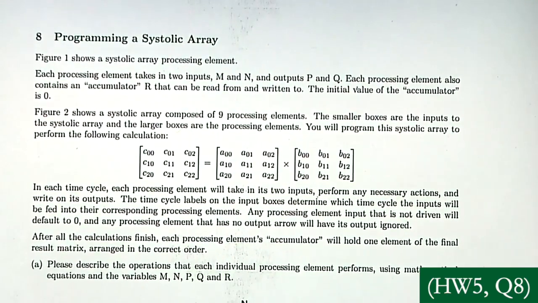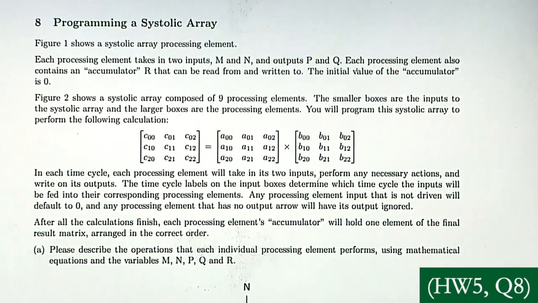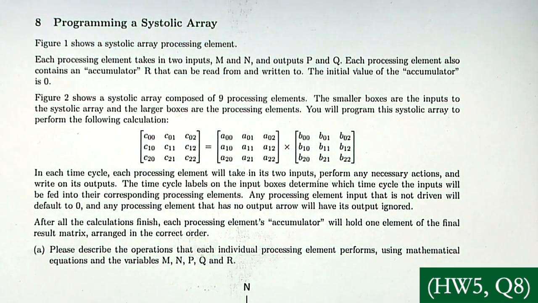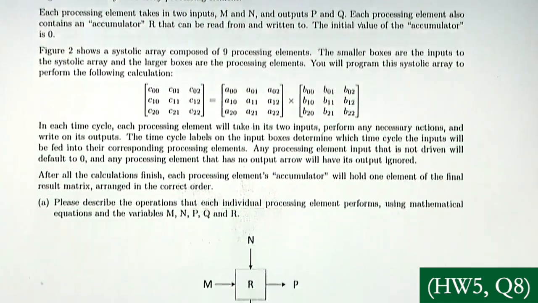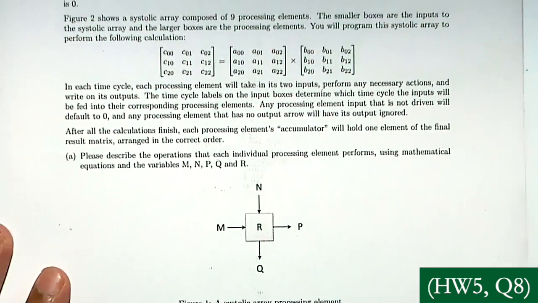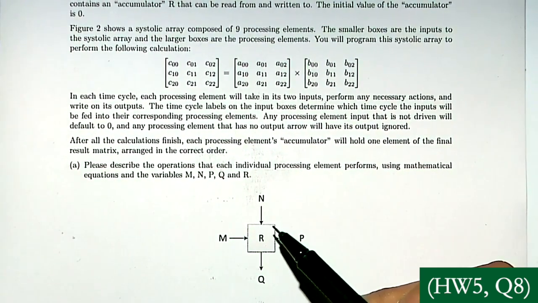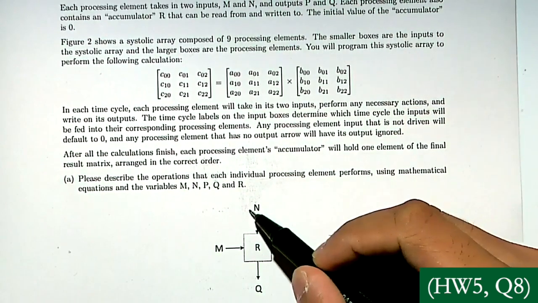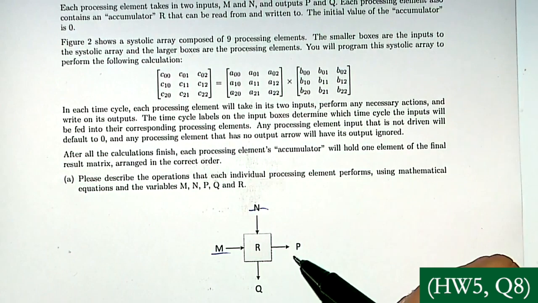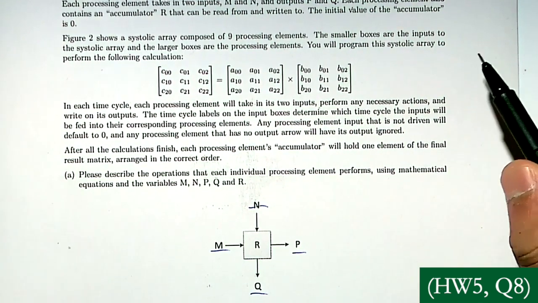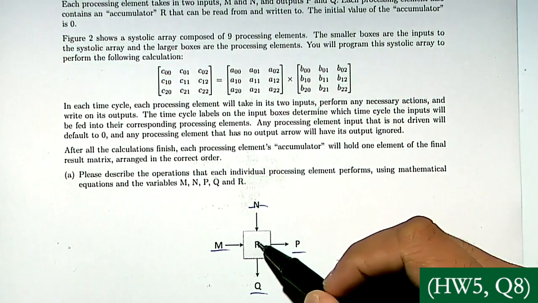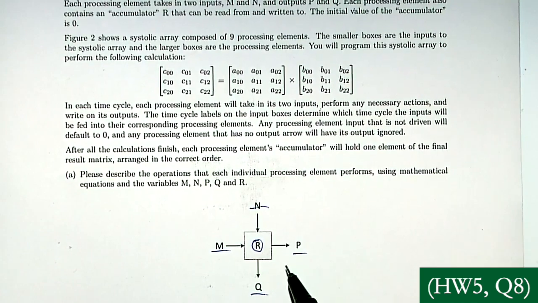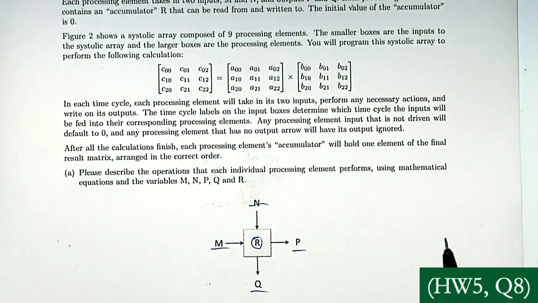Let's see. Okay, so this problem deals with a couple of figures here. Figure one shows a systolic processing element, right? And figure one is this guy here. So this is one processing element. We're told that each processing element takes in two inputs, which are N and M, and then it has two outputs, which are P and Q. Every processing element also contains an accumulator called R, which is just like a data storage element. This can be read from and written to. And the initial value of the accumulator is zero, right?